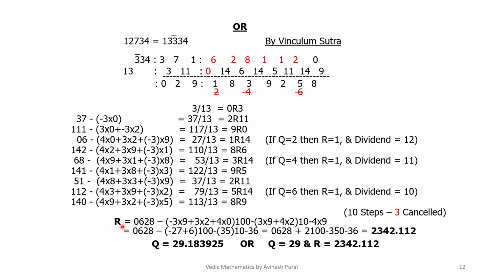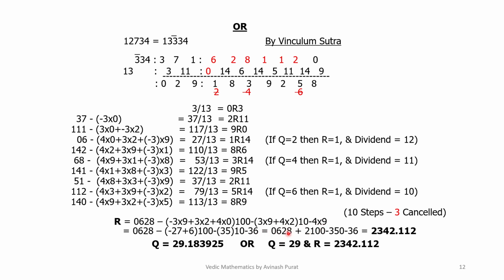So the remainder is 0628 minus 3 into 9 plus 3 into 2 plus 4 into 0 multiplied by 100, minus 3 into 9 and 4 plus 4 into 2 multiplied by 10, minus 4 into 9, that is 0628 minus 27 plus 6 into 100, and this is minus 35 into 10, this is minus 36.